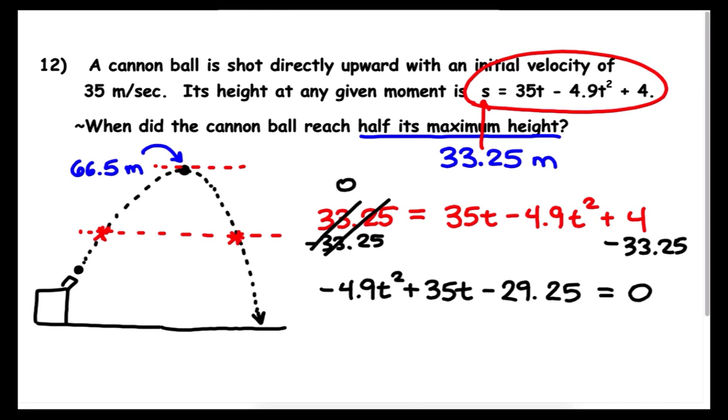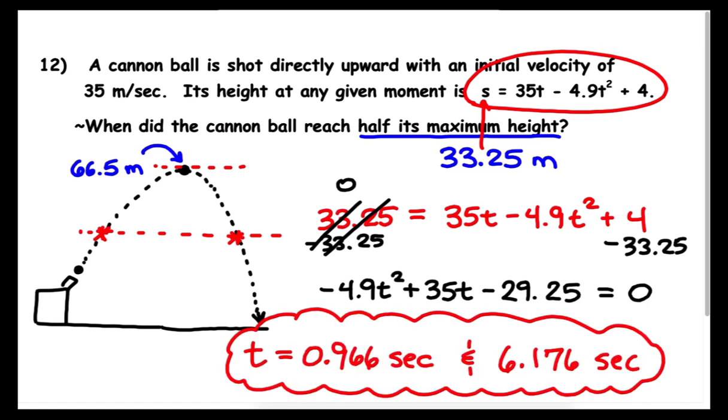But time is going to come out to be two things, 0.966 seconds and 6.176 seconds. So it took about a second to get here and a little over 6 seconds to get back over on the way down to the 33¼ meters high.